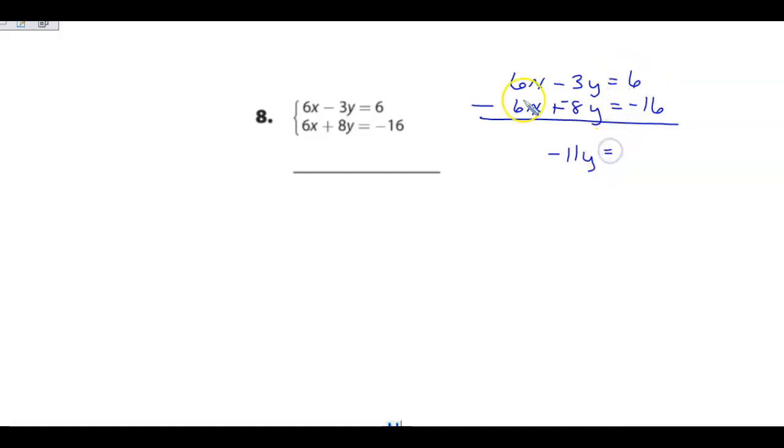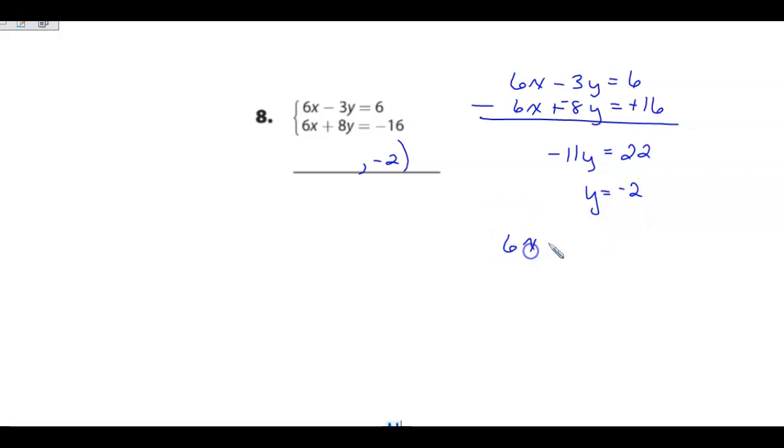And then 6 plus negative 16 would be the same as adding 16. 6 plus 16 is 22. Divide by negative 11, and y is equal to negative 2. Now substituting in y for negative 2. Let's do the first one.